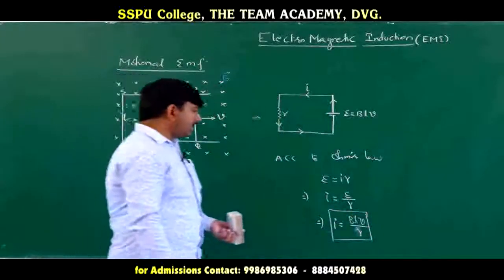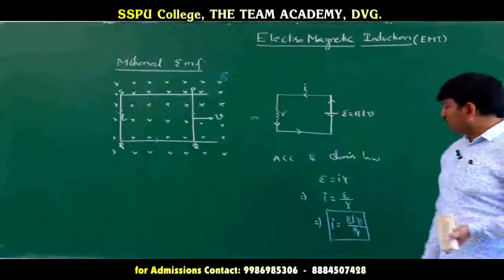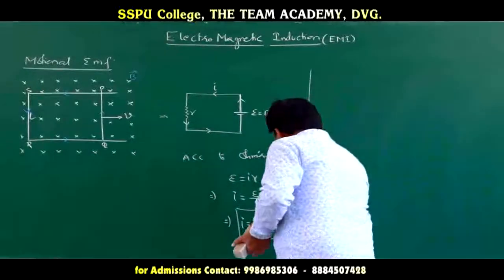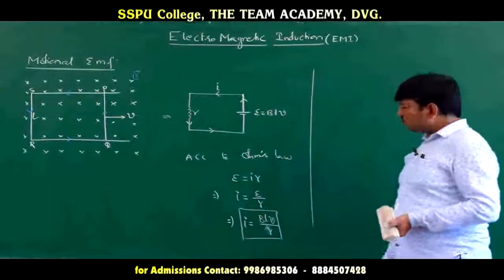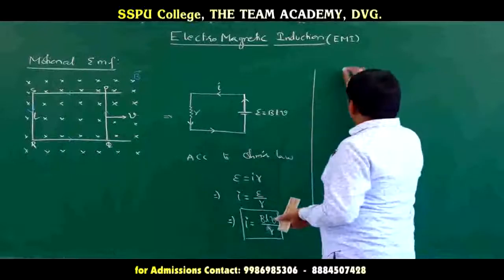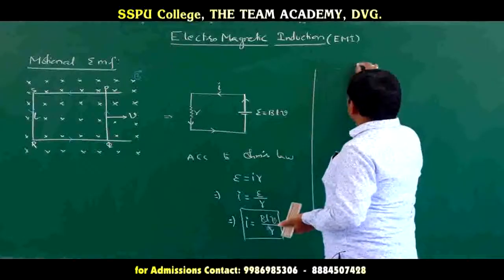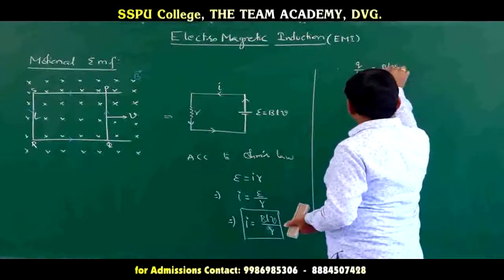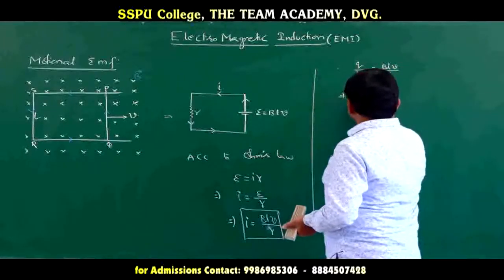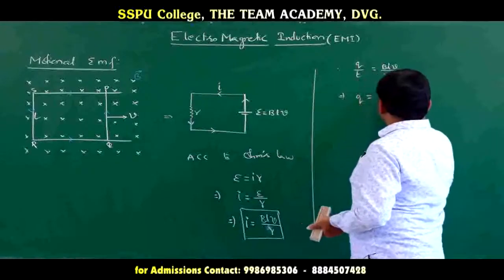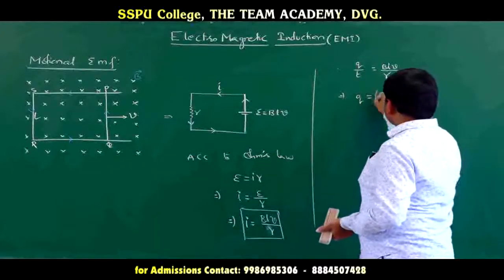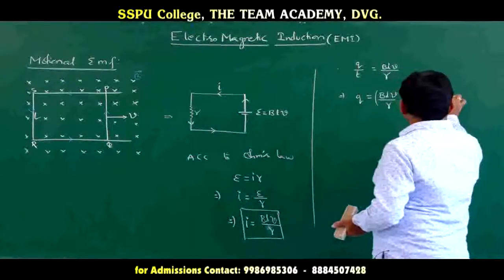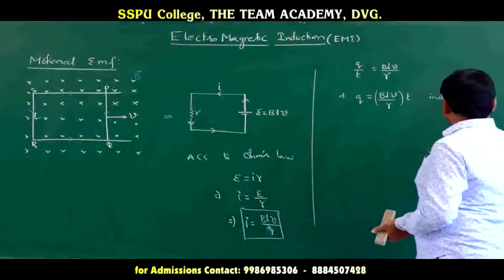Is it clear? Then if I want the induced charge, what do I need to do? We know that current I is equal to Q by T. Therefore Q by T is equal to BLV divided by R. This implies Q is equal to BLV divided by R into T. This is nothing but the induced charge in this case.